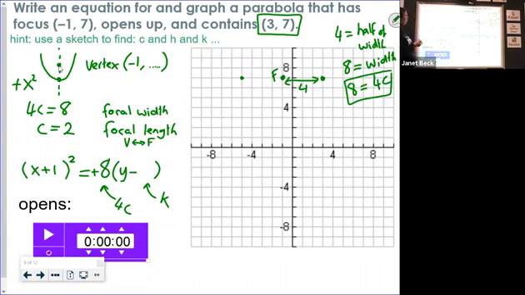So I've got to go from my focus, because it opened up, my vertex must be down beneath it. If I'm going down 2 from this point, that 7 will turn into a 5. Or you can read it off your graph. Across 1, up 1, 2, 3, 4, 5. So that's my vertex. I'm done.